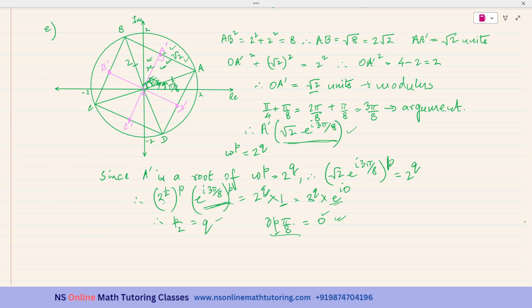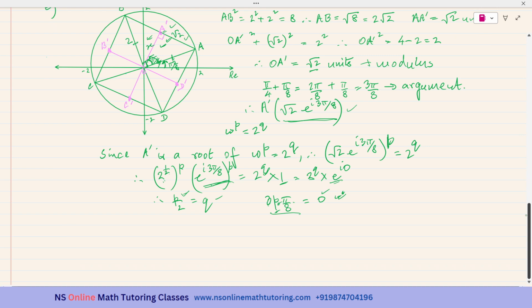So don't assume that p's value will be equal to 2. If you put 2 over here, this equation doesn't get satisfied, because 3 times 2 will be 6, and 6 times pi over 8 is definitely not equal to 0. So p's value is definitely not equal to 2. So let us just forget about this equation. Let us focus on this part.